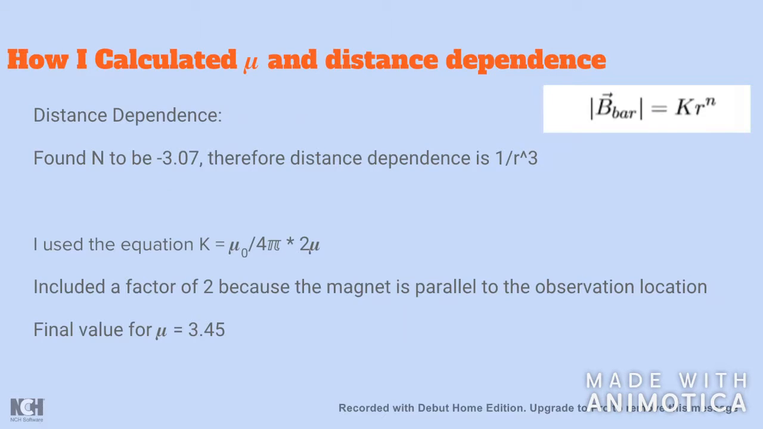To calculate the value of mu, I took the equation k equals mu naught over 4 pi times 2 mu and rearranged it to solve for mu. I use this equation with the factor of 2 included because it is the equation for an on-axis dipole moment, just without the distance cubed in the denominator. I found my final value of mu to be 3.45. I found my distance dependence to be an exponent of about 3 in the denominator, referencing the equation given to us in the lab, B equals k times r to the n.